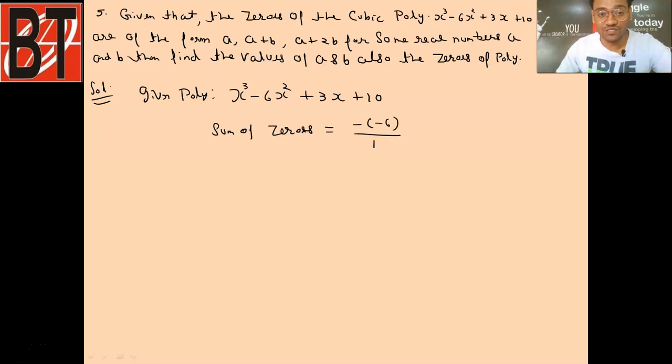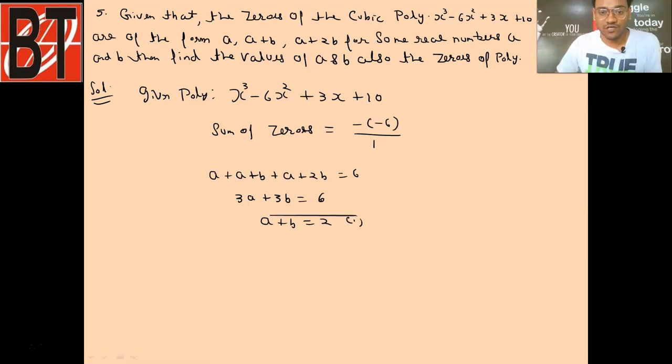So sum of zeros will become what? a plus b plus a plus 2b is equal to plus 6. So from here, students, if I simplify, I will be getting 3a plus 3b as 6, or we get a relationship between a and b. So I will be getting a plus b value as plus 2. I just divided the 3 on both sides. So yes, that's my equation number 1. Clear, students? a plus b is equal to 2.